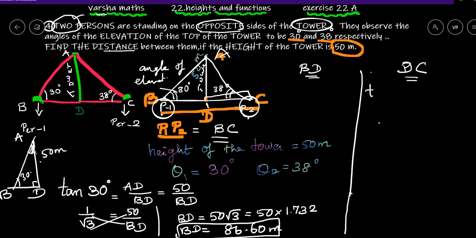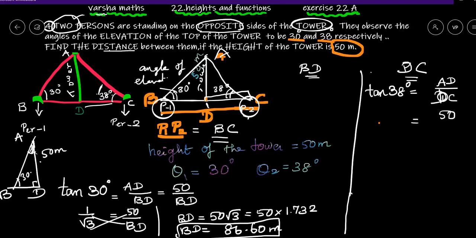Now you have to use tan 38 degree. Where is the 38 degree? It is here. What is the opposite side of 38? AD. And the adjacent is DC. This is D. So what is AD? It is given, AD is 50 meter.